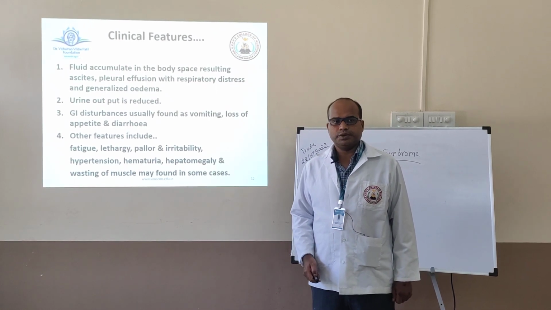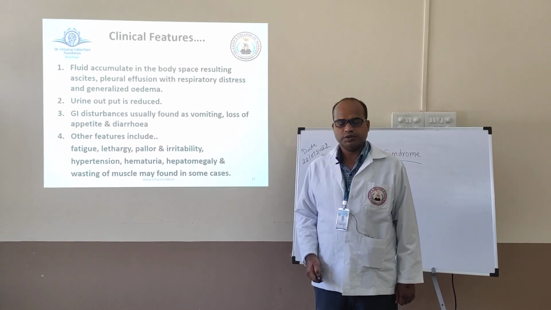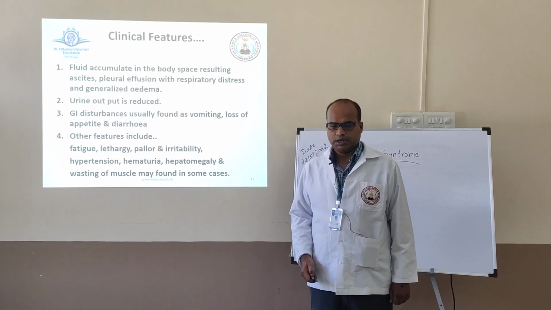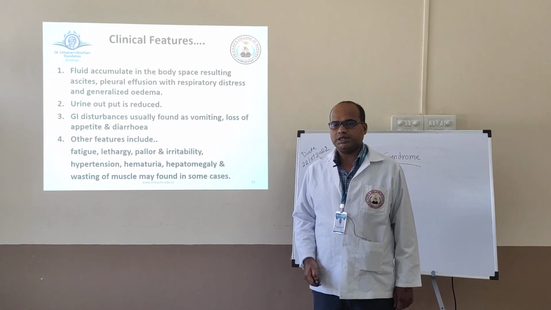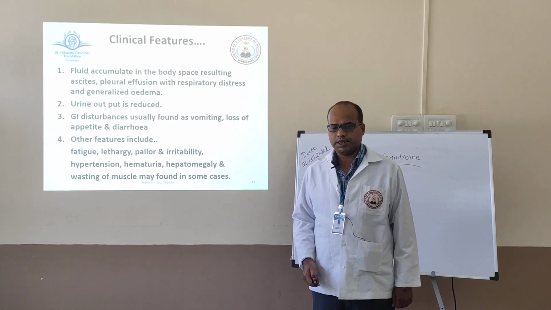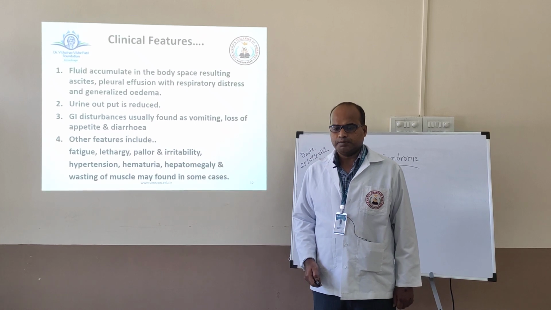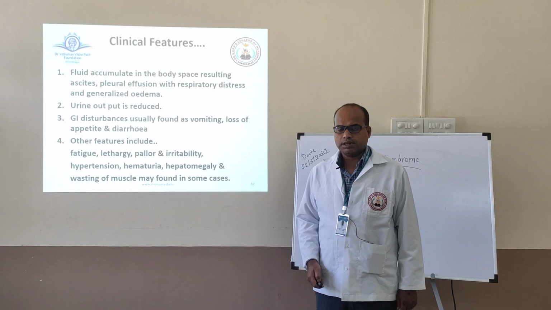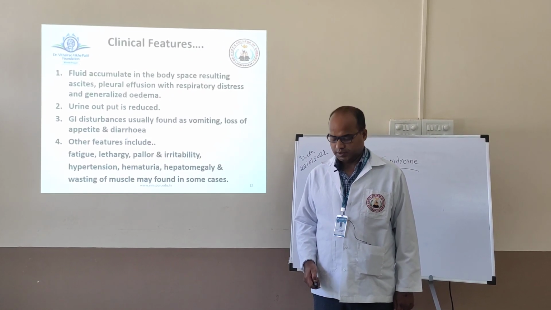The urinary output will be reduced as there is less supply of blood towards the kidney. It is called oliguria. GI disturbances will occur because of the fluid accumulation in the peritoneal cavity, and those GI disturbances are vomiting, loss of appetite, and diarrhea. Other features include fatigue, lethargy, pallor and irritability, hypertension, hematuria, and hepatomegaly, and wasting of muscles may be found in some cases.